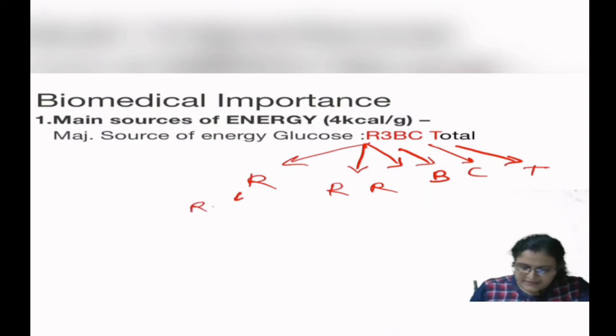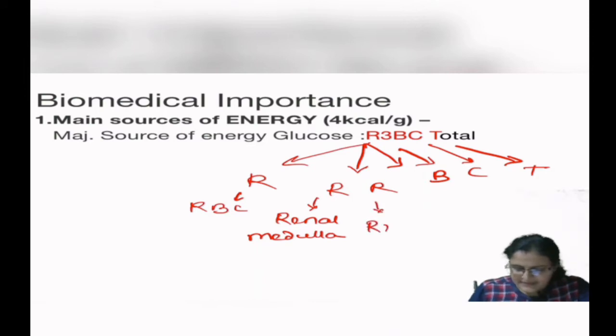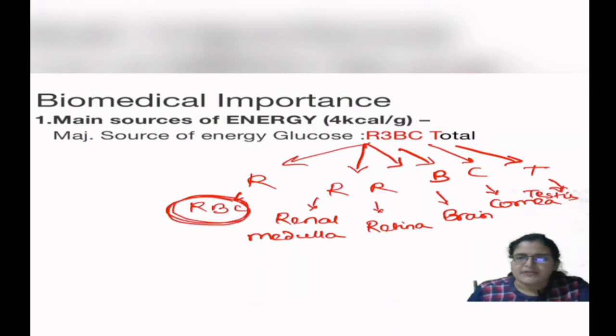R for RBC itself, then renal medulla, retina, brain, cornea and testis, out of which the mature erythrocyte solely depends on glucose in the fed and fasting state for its energy.